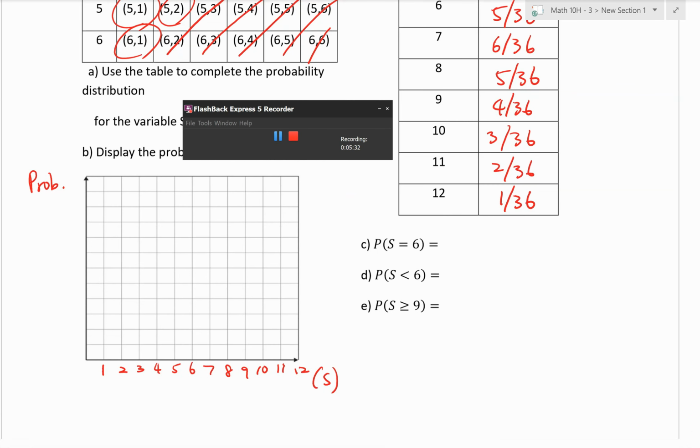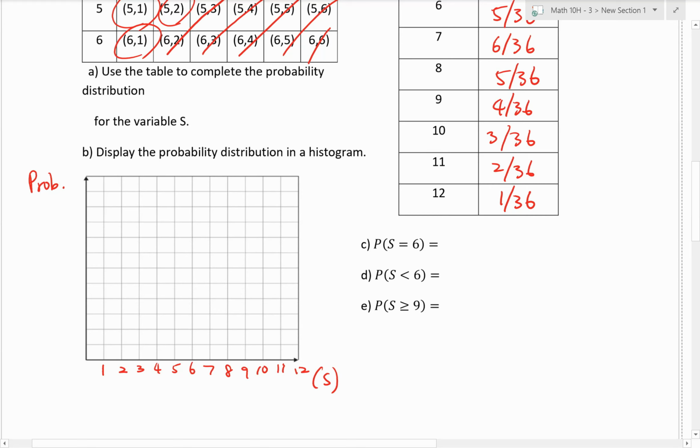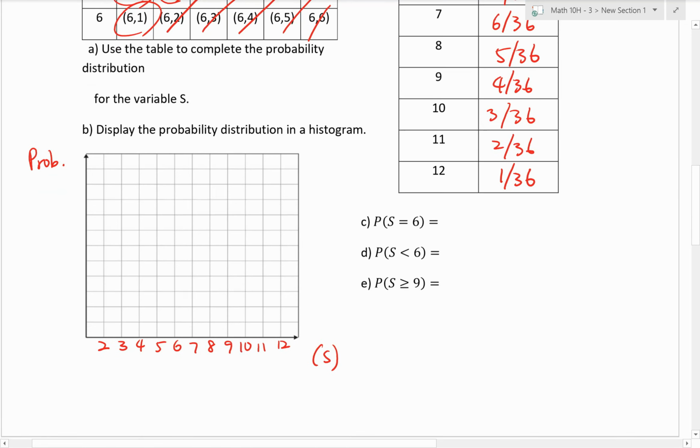Okay, so I think you see I run into a problem here. 12 is not quite there, or this grid is not quite big enough. So I'm going to actually start from 2, 3, 4, 5, 6, 7, 8, 9, 10, 11, 12. Okay, and then the probability, do I have enough boxes?